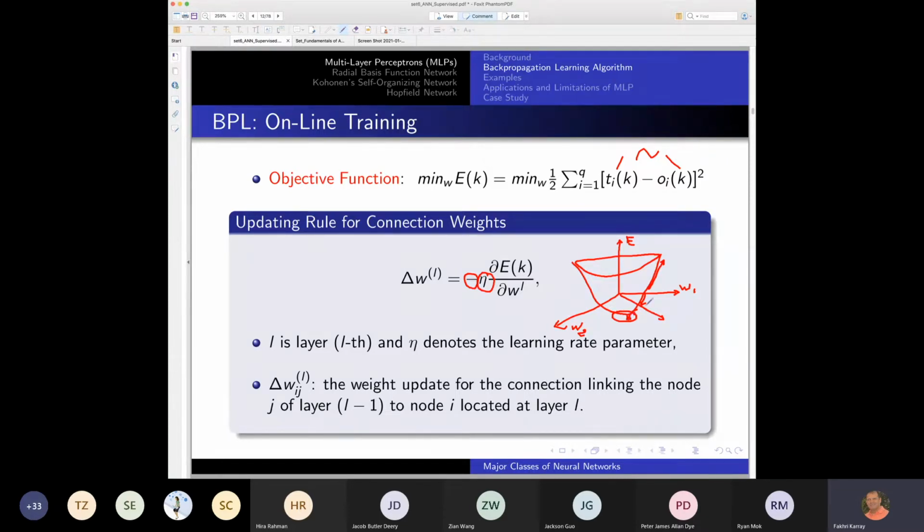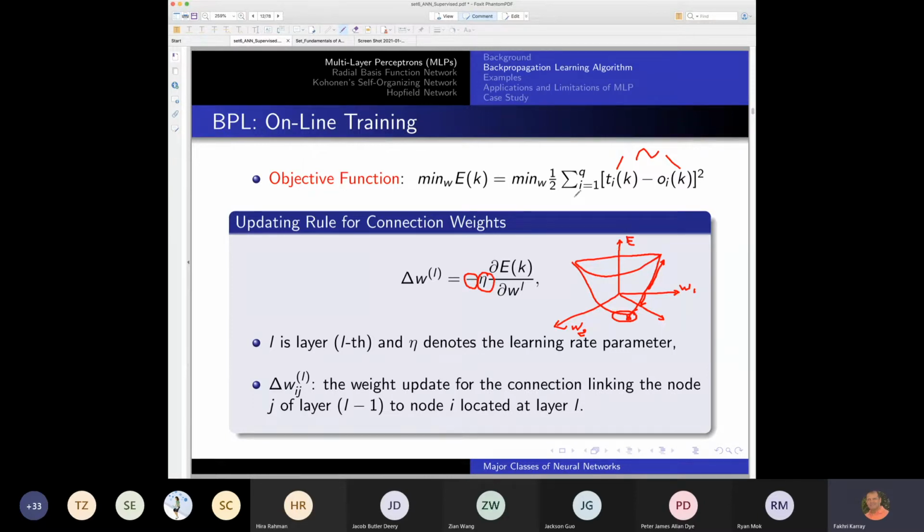We go further and further until we reach a very small value of the error, where dE with respect to d omega L is equal to 0. Once the derivative is almost equal to 0, we are in this bottom area. When this is happening, the error is going to be extremely small. Note that sometimes we never reach this area, but we get close to it.